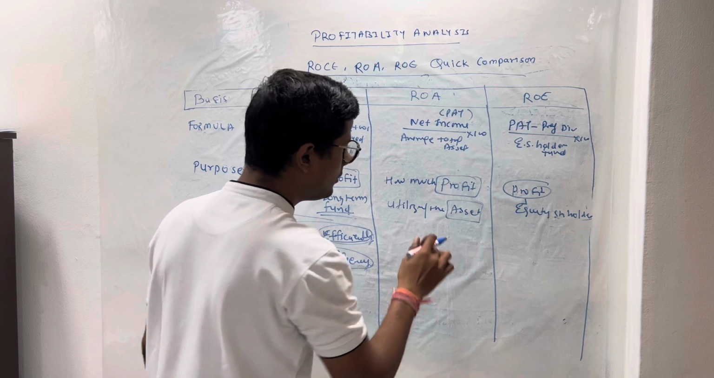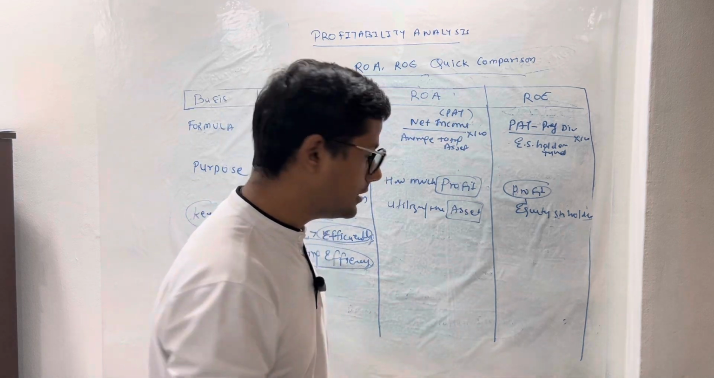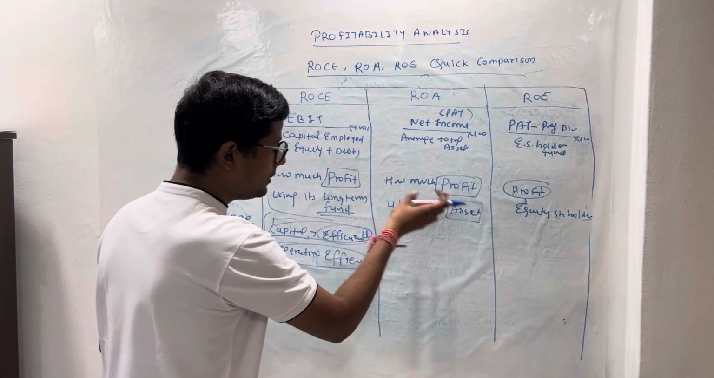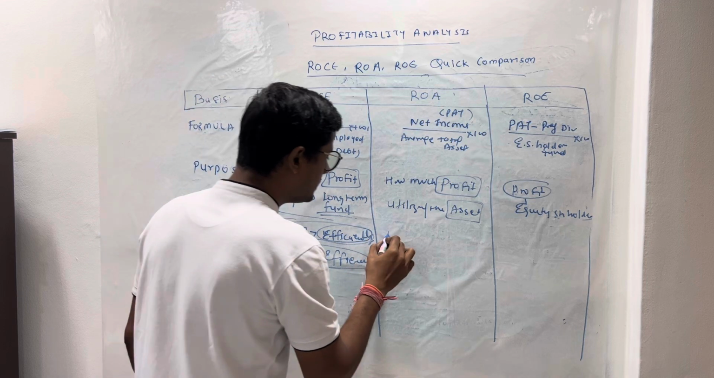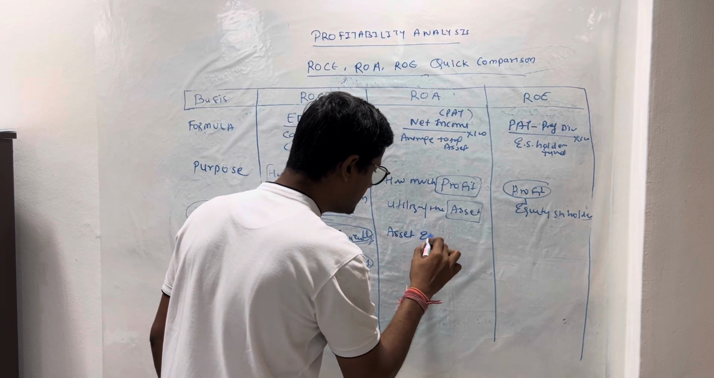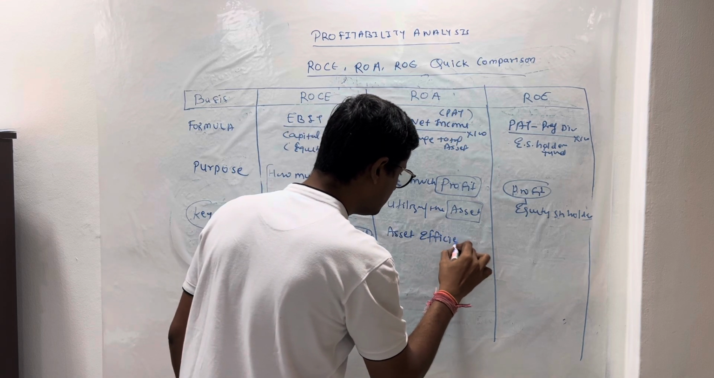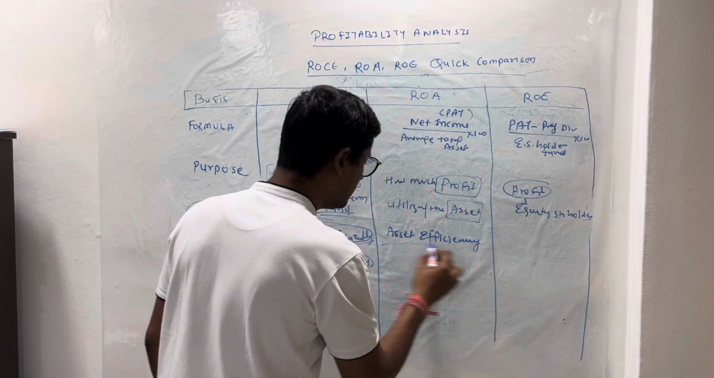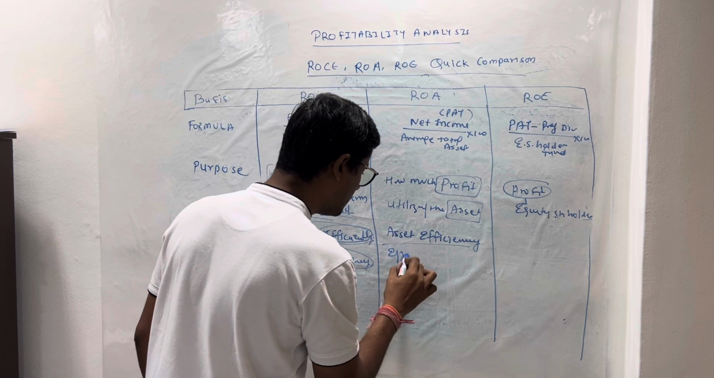Whereas ROA talks about the profit and assets, right? So how much profit the company is earning from the utilization of assets. So basically it also tells us about the asset efficiency, or you can say another term, effective utilization of asset.